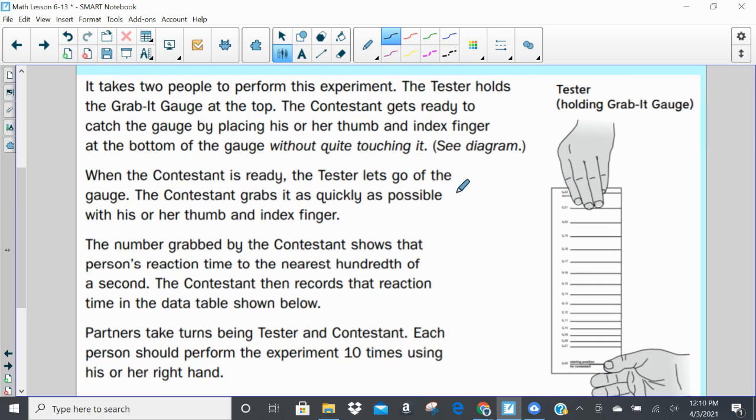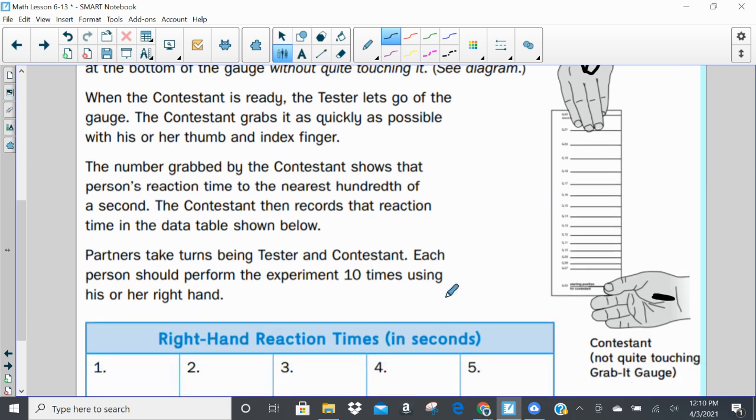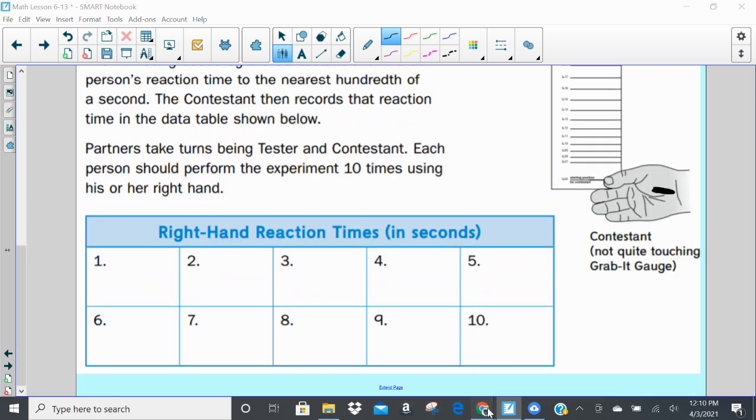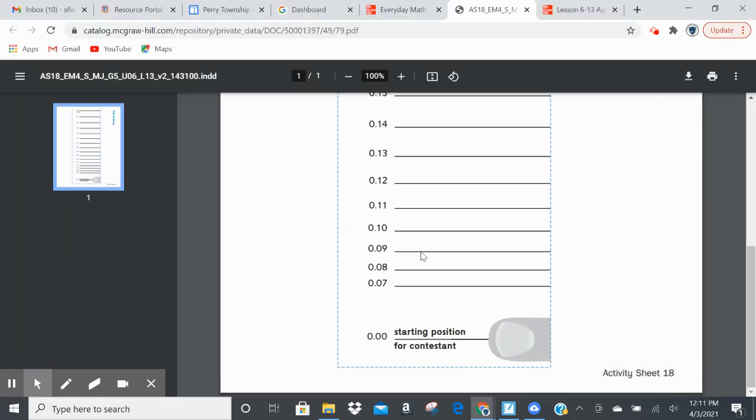So it takes two people to perform this experiment. The tester will hold the grab it gauge at the top. The contestant gets ready to catch the gauge by placing his or her thumb and index finger at the bottom. So this is you, and then a friend of yours, maybe at home, can just drop it right in between your fingers. And you're testing your reaction time.